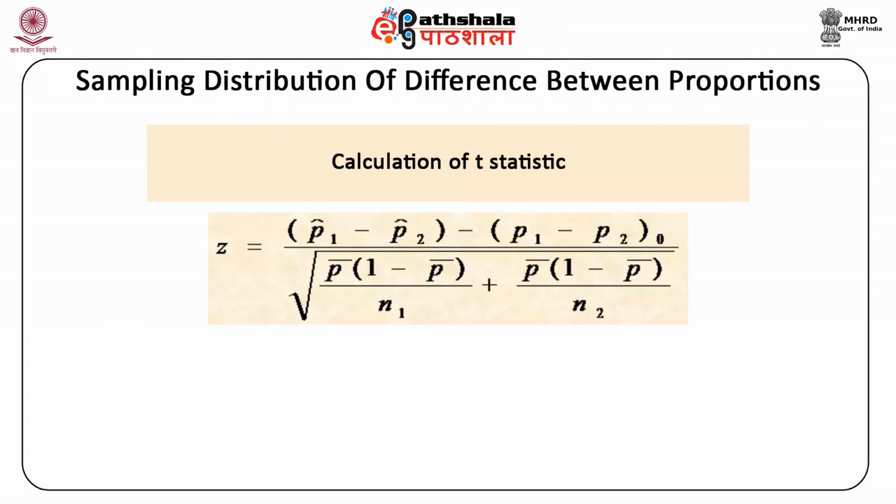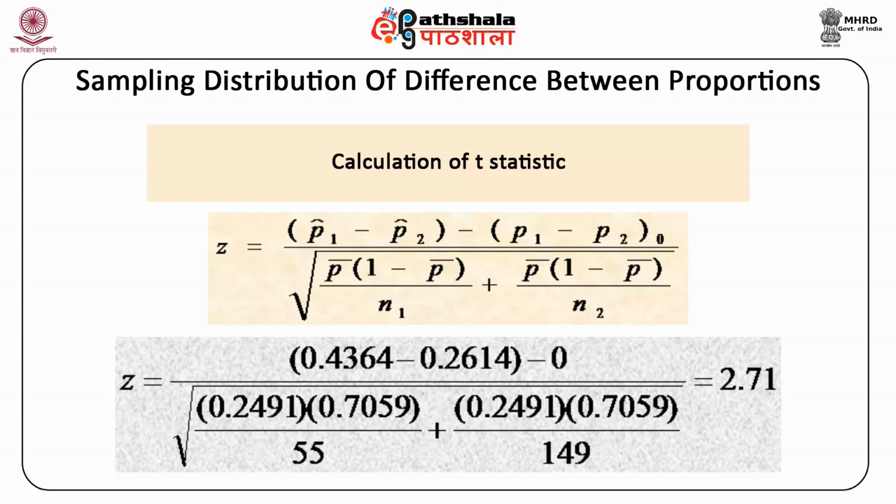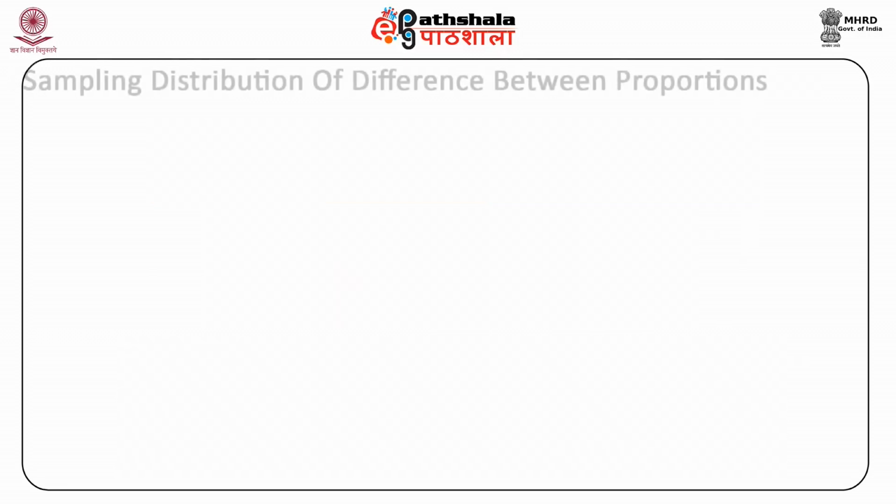Z, which is equal to (P1 hat minus P2 hat minus (P1 minus P2) naught) upon the square root of P bar into (1 minus P bar) upon N1 plus P bar into (1 minus P bar) upon N2, which is equal to (0.4364 minus 0.2614 minus 0) upon the square root of 0.2491 into 0.7059 divided by 55 plus 0.2491 into 0.7059 divided by 149, which is equal to 2.71.